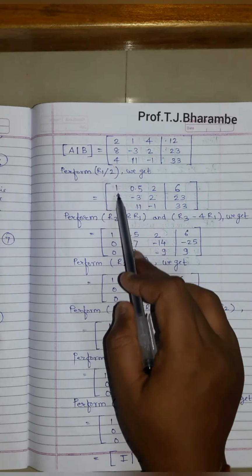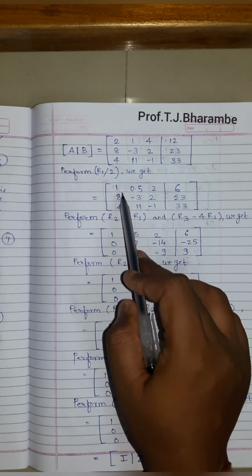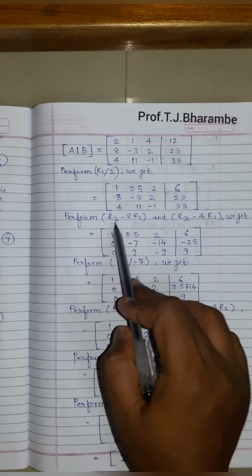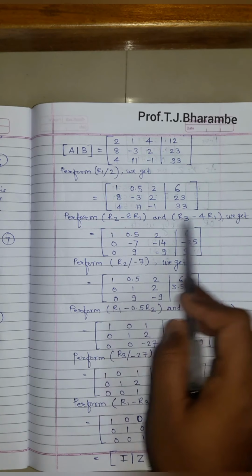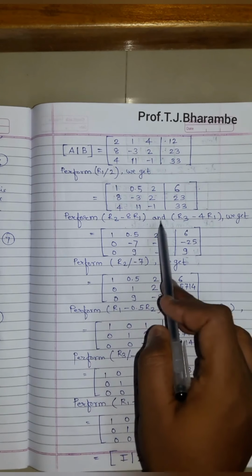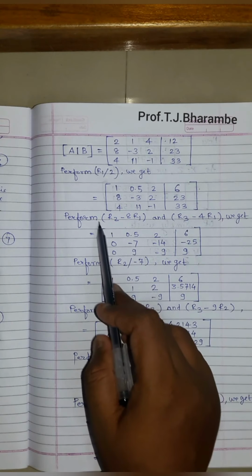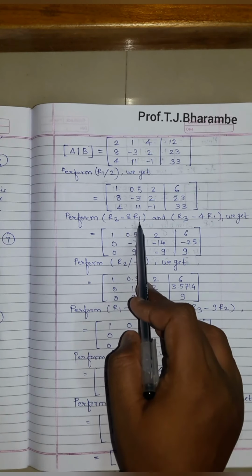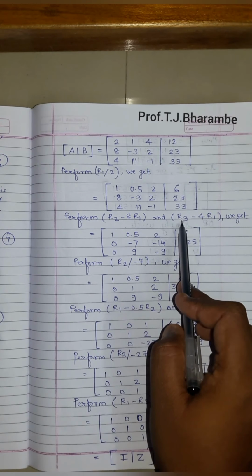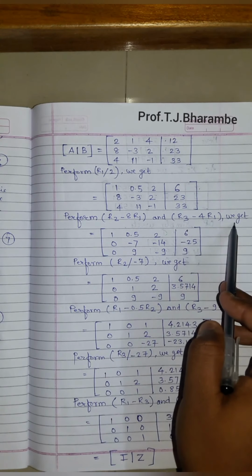The next step is, with the help of this 1, we have to make the elements under it, that is 8 and 4, 0. I am applying two steps here, R2 minus 8 R1 as well as R3 minus 4 R1. Whenever we apply R2 minus 8 R1, only R2 will change. Similarly, when we apply R3 minus 4 R1, only R3 will change.